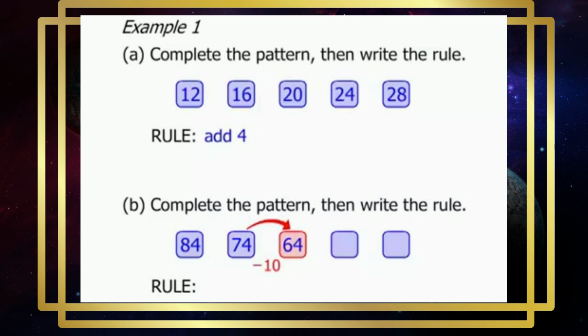So let's keep on subtracting 10. So 64 to get to the next number, we subtract 10. 64 minus 10 is 54. From 54, we're going to subtract 10, so we get 44. We need now to write the rule, which was to subtract 10. Fantastic.